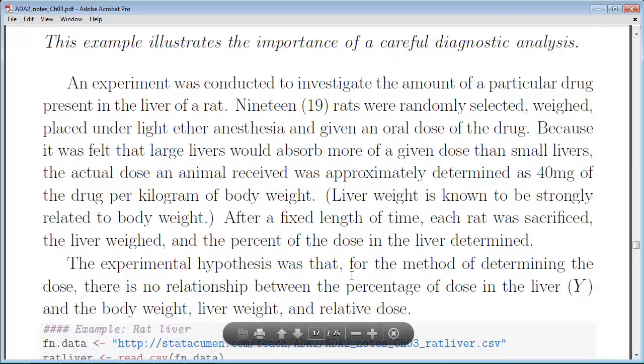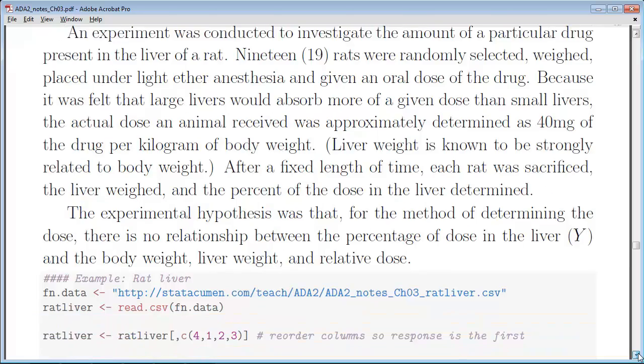And the experimental hypothesis was that for the method of determining the dose, meaning based on body weight, there shouldn't be a relationship between the percentage of the dose in the liver, which is the Y variable, the percent, and the other variables that we're measuring: body weight, liver weight, and the relative dose.